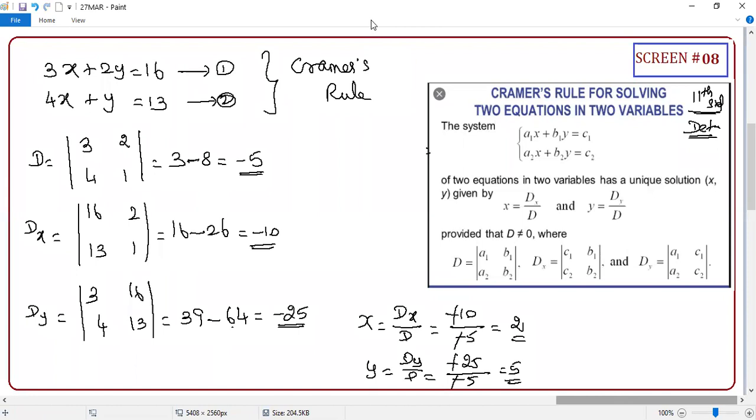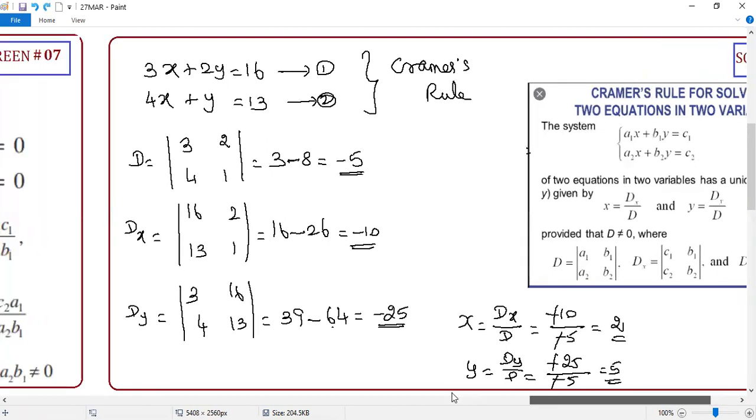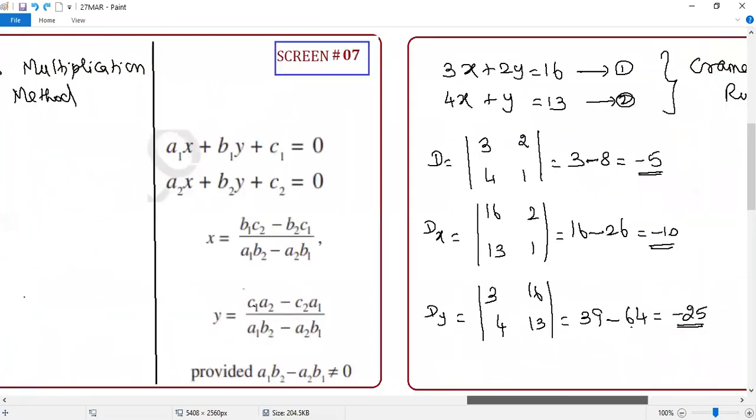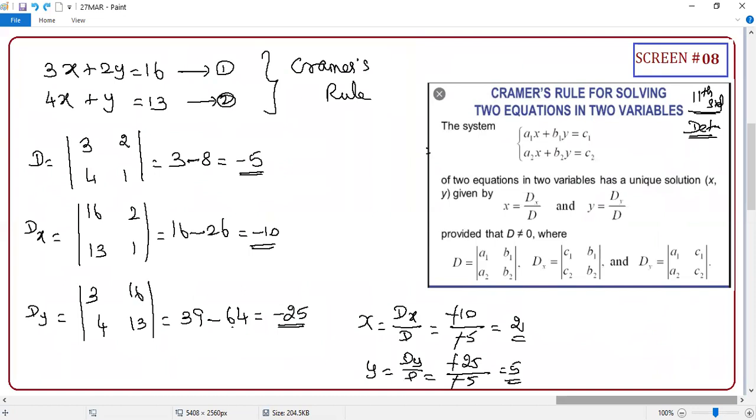Sir, any doubt? In this rule, there is no need for us to transpose 16 and 13 to the other side. Yeah, sir? Yes, you are right. In this rule, this constant should be on the right hand side. Only in the cross multiplication method are you transposing here. Any doubt from anyone?